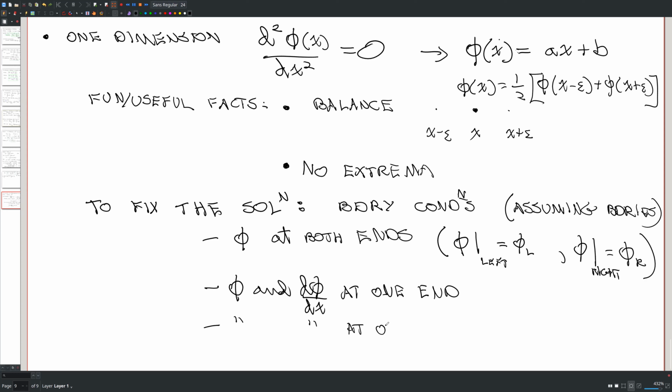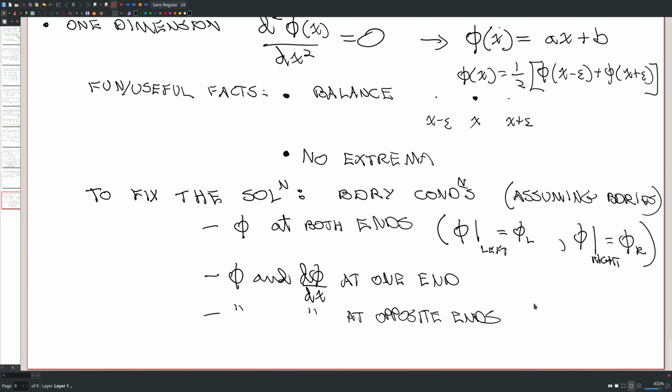At opposite ends. Okay, these would all be possibilities that would allow me to fit the parameters A and B in there. Okay, and there's a remaining case.